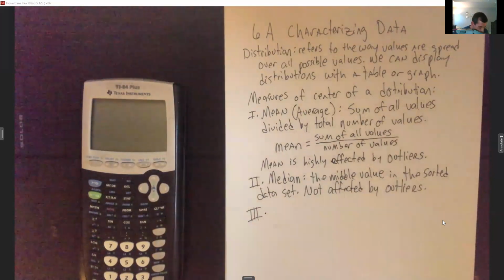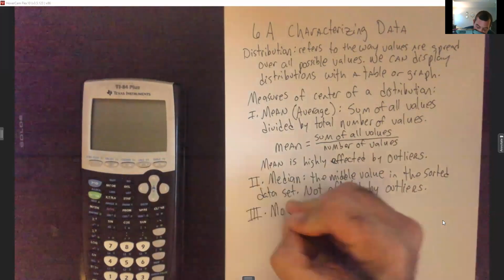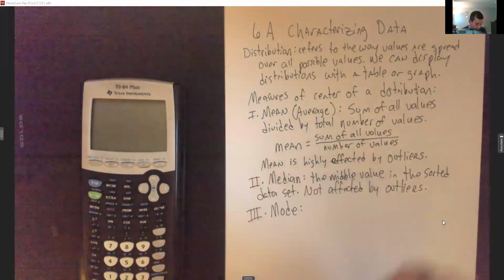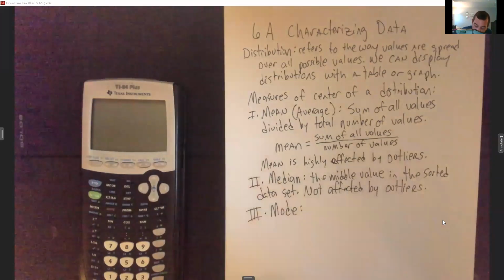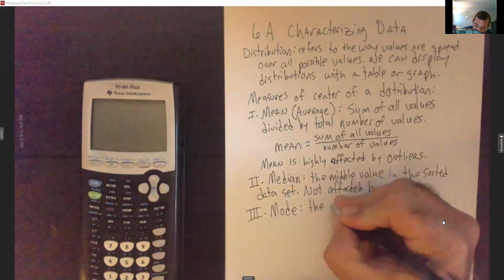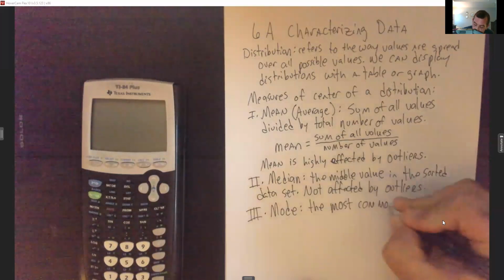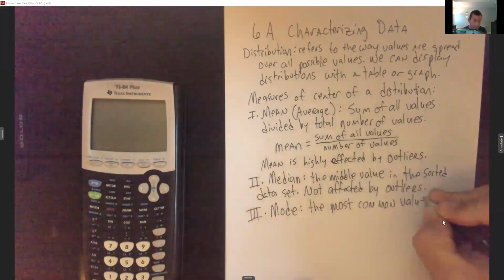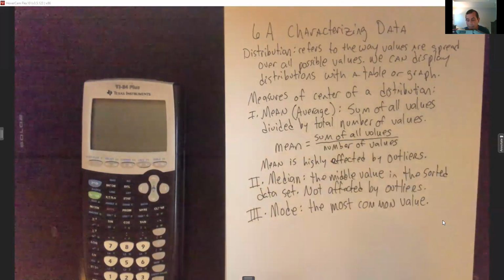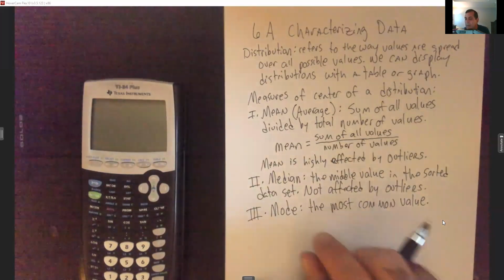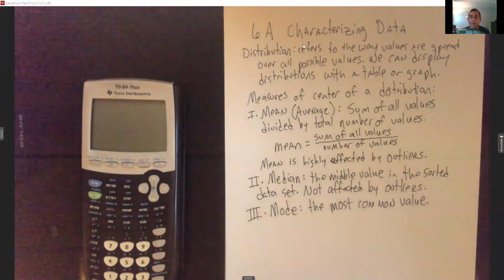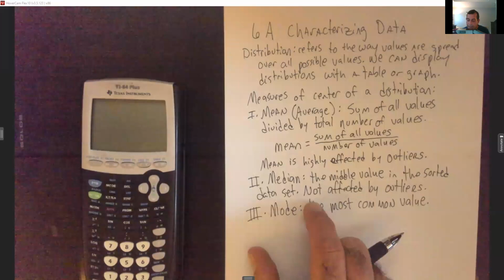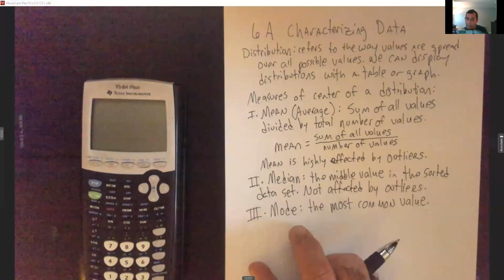Okay? And then the mode would be the last of the measures we're looking at today. And the mode is the most common value. So you're looking for repeats. Which one repeats the most is going to be the mode. Okay? So those are the 3 measures of center we're going to look at.